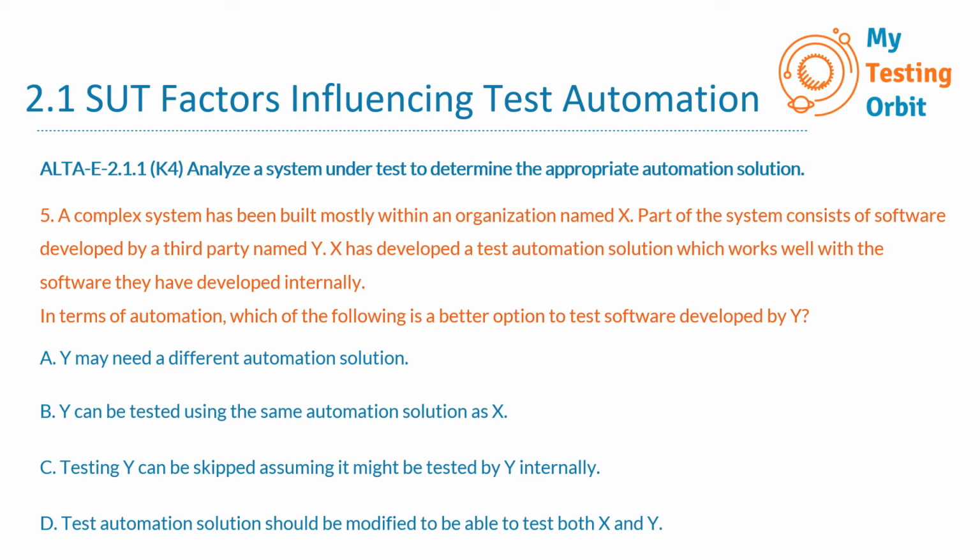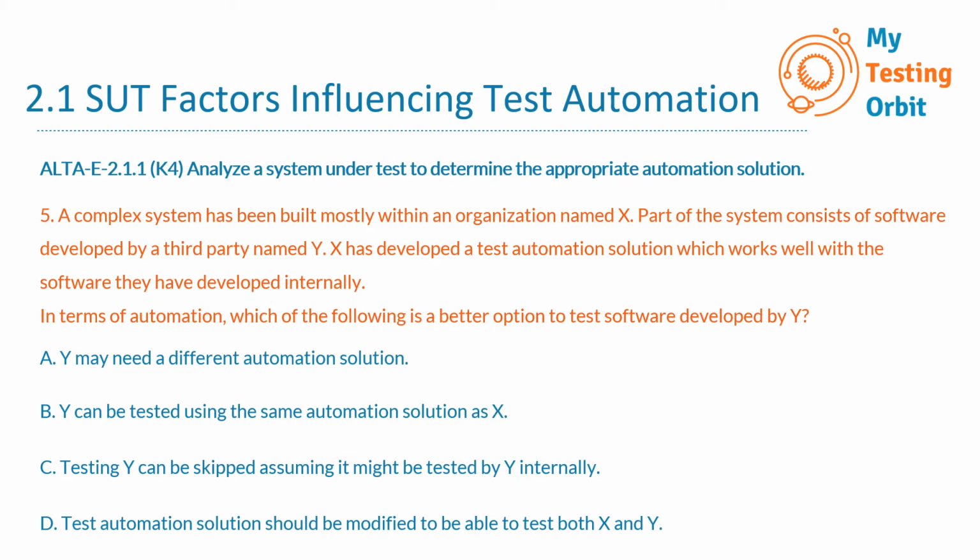Of course, if you were working on this aspect with the third party before they start working on it, then it might be that the test automation solution should be the same, but it may need a different solution as well. So A seems to be the correct option, but let's go through the remaining options as well. B is Y can be tested using the same automation solution as X. Not necessary, because as I said, it's developed differently, maybe different technologies are used, and the architecture is different as well, so that's why B wouldn't be the right option.